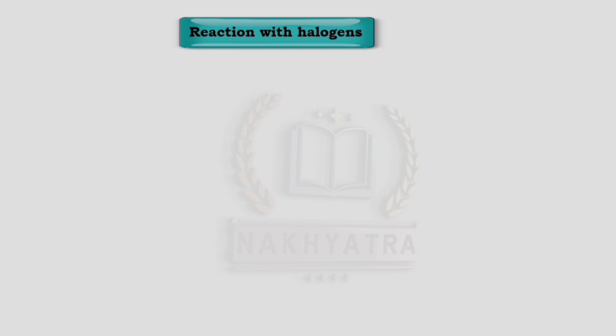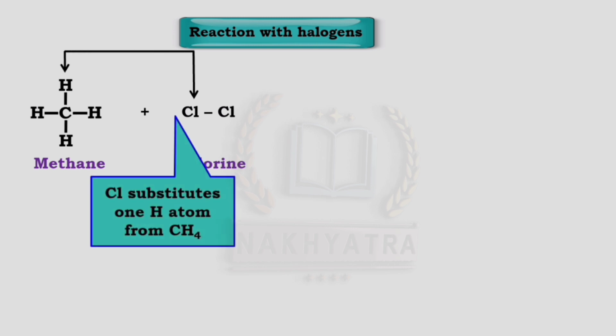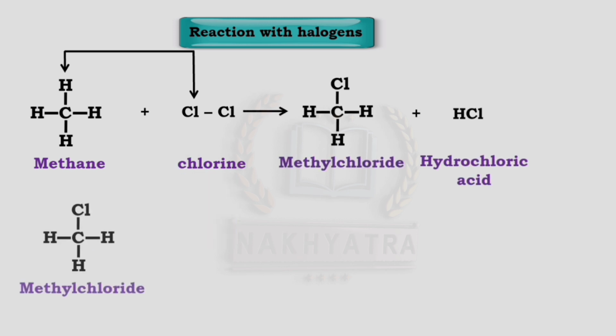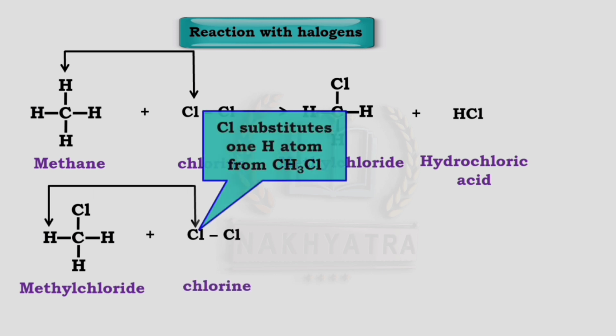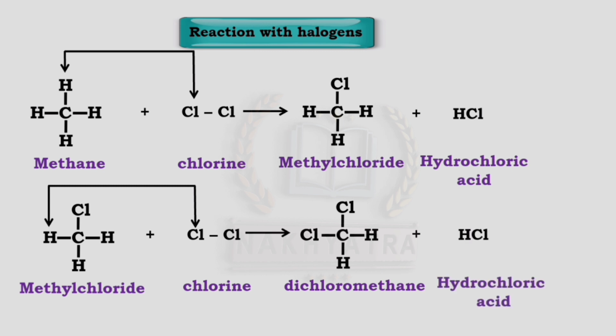Alright, now next see the reaction with halogens. So this is methane, and when methane is treated with chlorine, then this chlorine substitutes one hydrogen atom from CH4. So it will give methyl chloride plus hydrochloric acid. Then again this methyl chloride is treated with chlorine, and again the chlorine substitutes one hydrogen atom from CH3Cl to give dichloromethane plus hydrochloric acid.